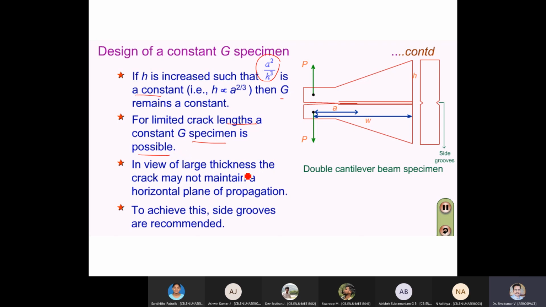In view of large thickness, the crack may not maintain a horizontal plane. Suppose the crack is increasing, what will happen? It may go somewhere here. Then again I will get inconsistent results. So they make this kind of notches in the sides, so that the crack only advances in this particular direction. Then only I can get the constant values. The grooves are formed, and through that the crack will go straight.